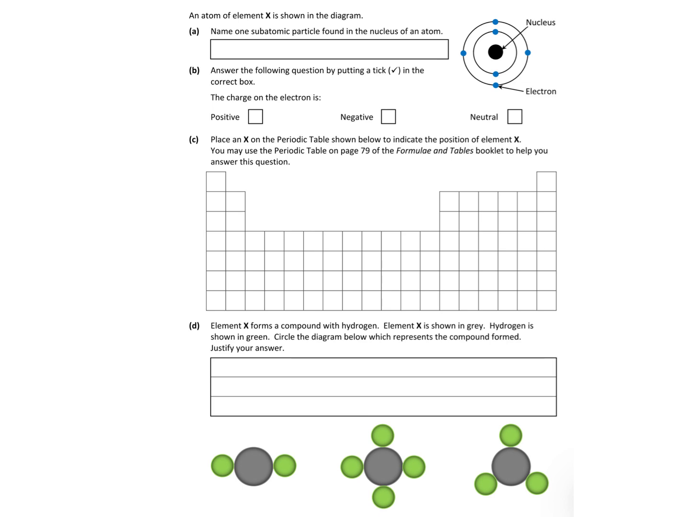So another question which has appeared on the state exam, we've already seen part of this before, but we'll do it again here. Name one subatomic particle found in the nucleus. So that's either the proton or the neutrons. Make sure you only write down one.